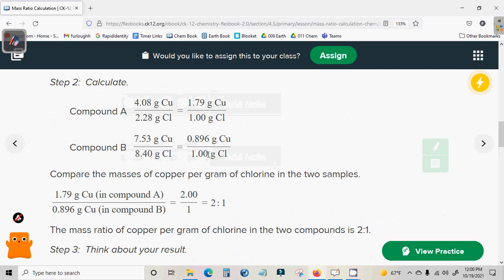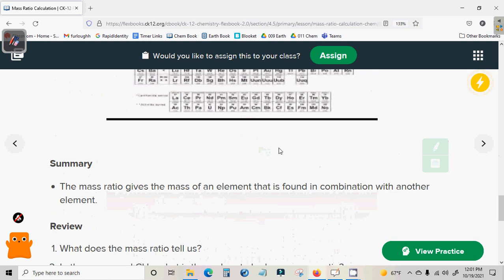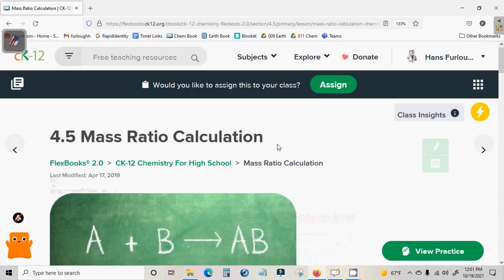Now we probably could have done this with the 4.08 and the 7.53, but the question specifically said the lowest whole number, and 4.08 and 7.53 are not whole numbers. Okay, so that's why we had to do it the way we did it. All right, and I promise you that will become useful in later chapters.